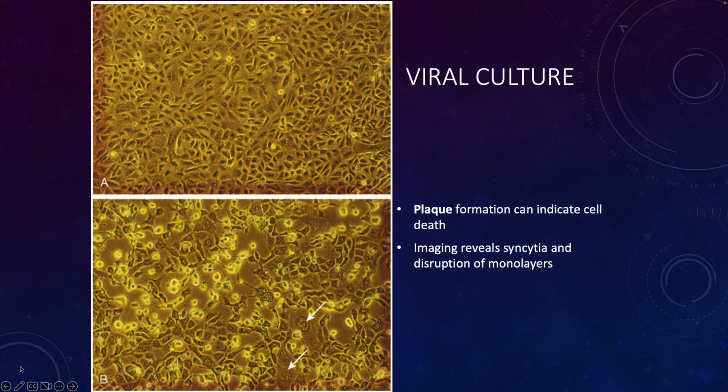When you infect them with a virus, you start to see big areas of clearing. These are considered plaque formations where the infected cells have died. We also see these syncytia, these multinucleated cells. So these cells that are virally infected look really, really weird compared to the culture that's not. And that is what you, as the professional, are going to have to be able to identify.